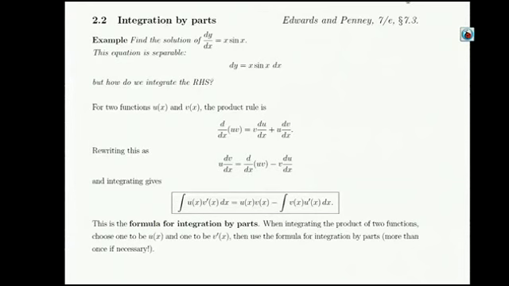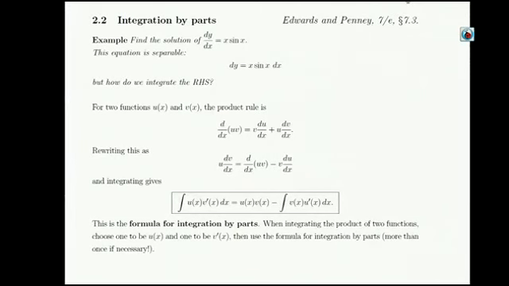If you have u times v, this is in your notes, but I'm going to do it because it's easier to see. If I do the product rule on this, I would do the derivative of the first, so that's u prime times the second, plus the first times the derivative of the second. Now I'm going to rearrange this, and put this one on the left-hand side and this one on the right-hand side. uv prime equals the derivative of uv, take u prime v. And now I'm going to integrate all of this with respect to x.